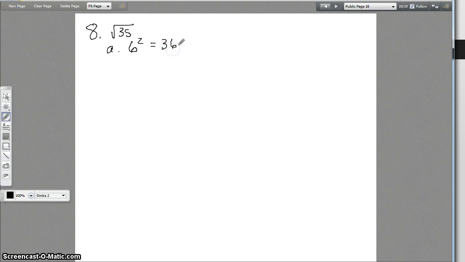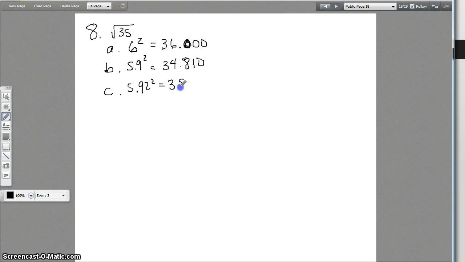That's just 36. But it says to give the answer to the nearest thousandth, so we have to say 36.000. We have to give it to the thousandth place. Okay, part B is 5.9, and we're going to square that. When we square 5.9, we get 34.810, well, actually it's 34.81, and then we add an extra 0 to get to the thousandth place. Part C is 5.92 squared.